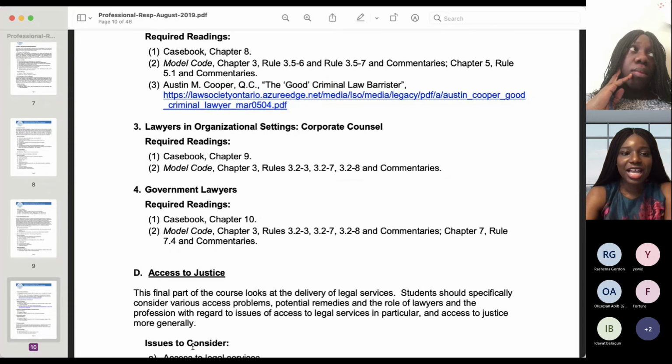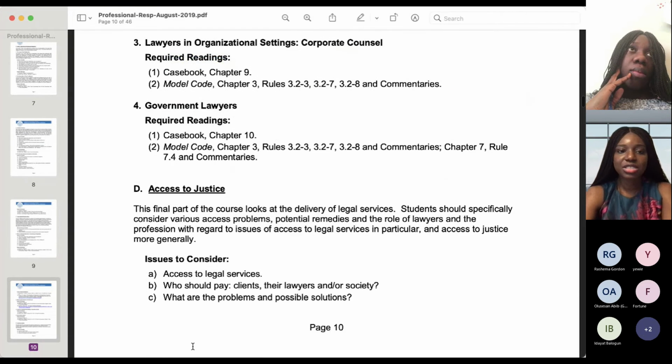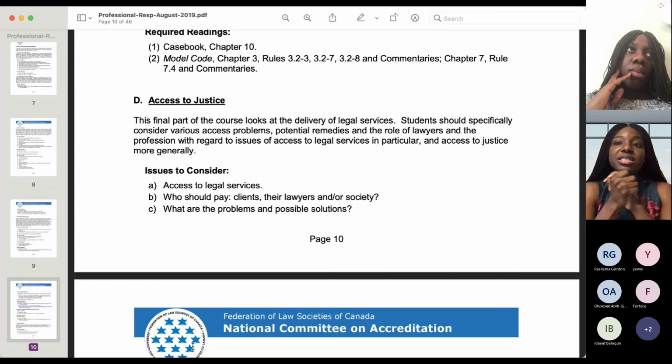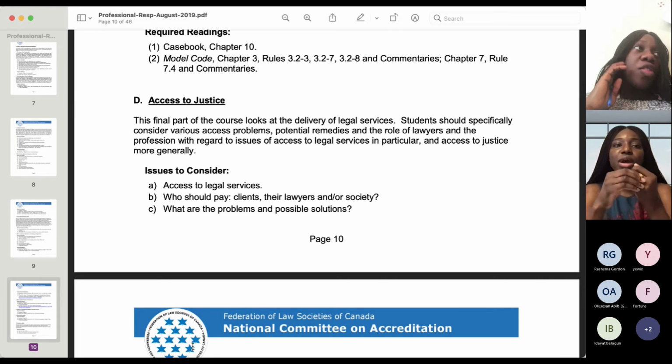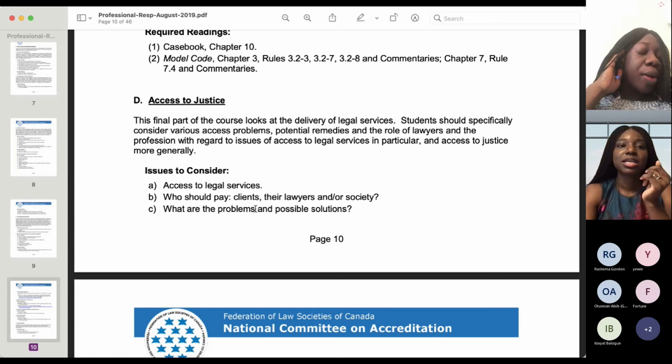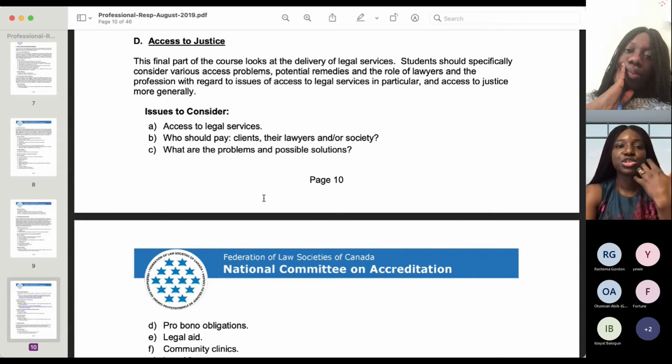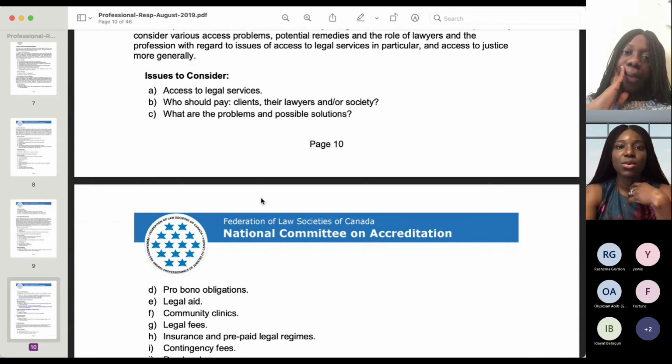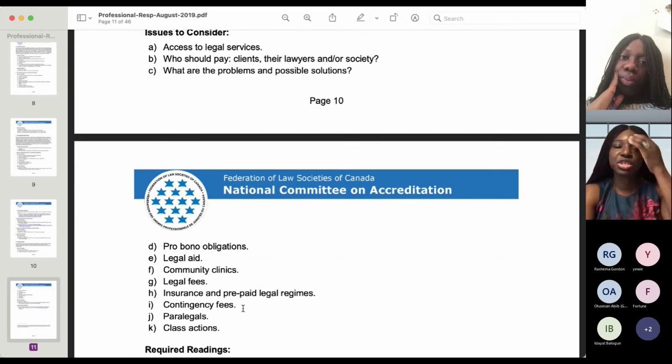Okay. And the last part is part D, access to justice. The first thing you should note with access to justice is that there is limited access to justice in Canada. That's the most important sentence in this part. There's limited access to justice in Canada. So this part actually looks at access to legal services, who should pay, the clients or their lawyers, what are their problems and possible solutions.